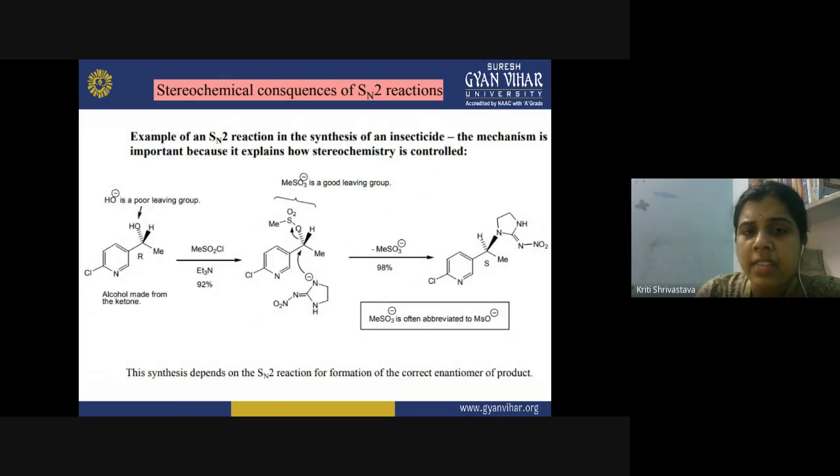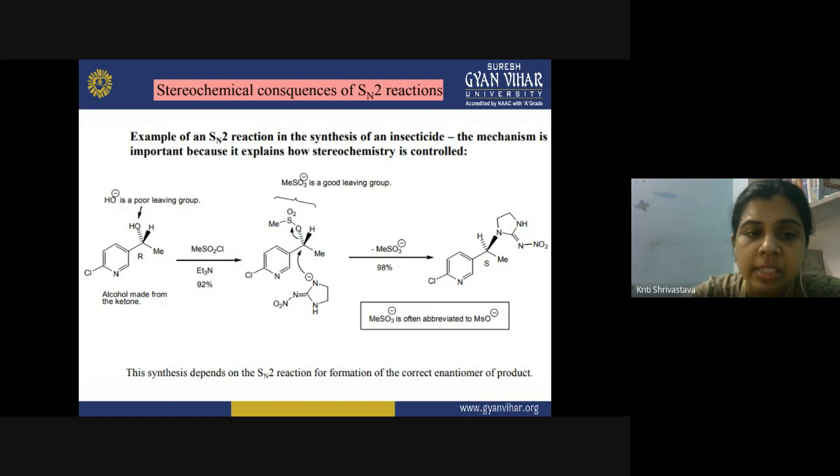So an example of the SN2 reaction is in the synthesis of, suppose, an insecticide that we are seeing here. The mechanism is very important because it explains how the stereochemistry is controlled. So if you want your product to be a particular configuration, you have to take the substrate, the original starting compound, with the opposite configuration if the reaction has to take place by the SN2 mechanism.